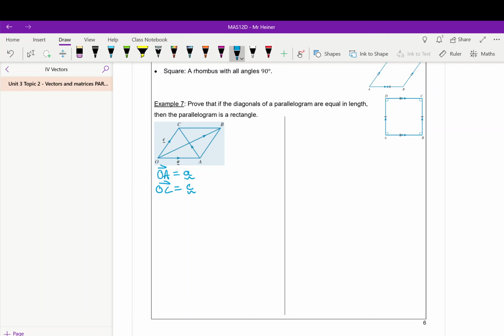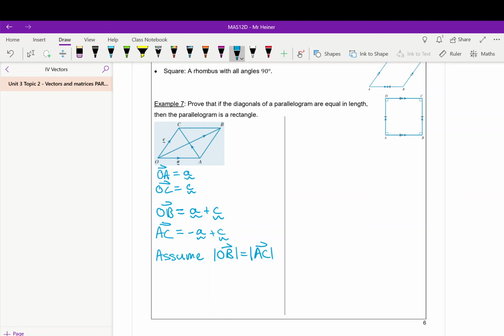If we express the diagonals in terms of the vectors a and c, we can see that OB is going to equal a plus c, and AC is going to be minus a plus c. And we want to determine that these two diagonals are equal in length. So assume that the magnitudes of these two are equal. So if we know that, what can we do with that?